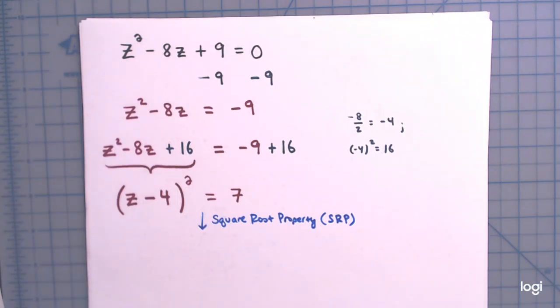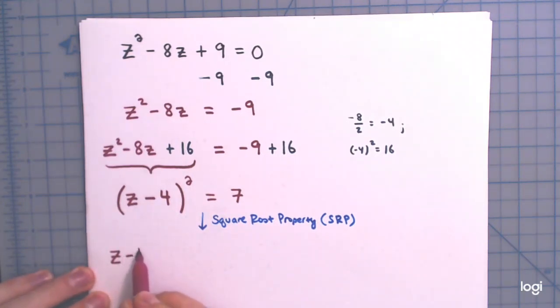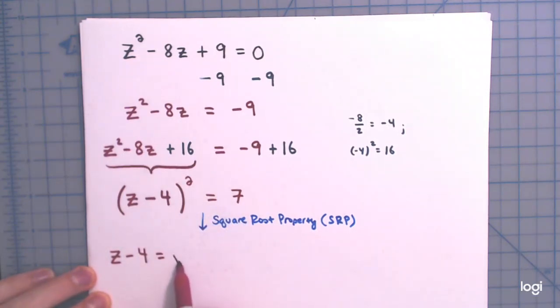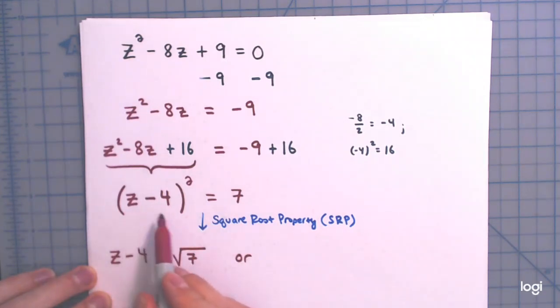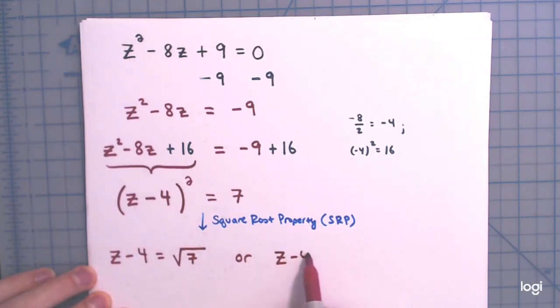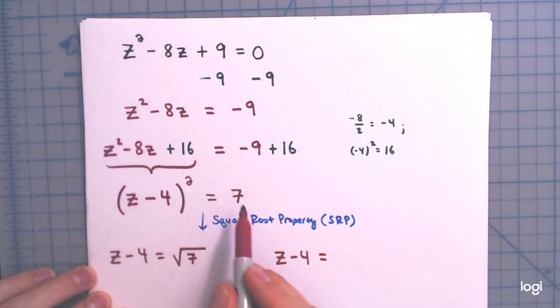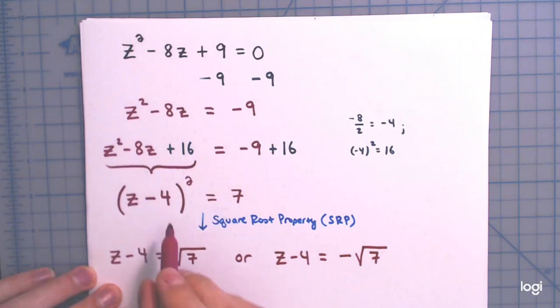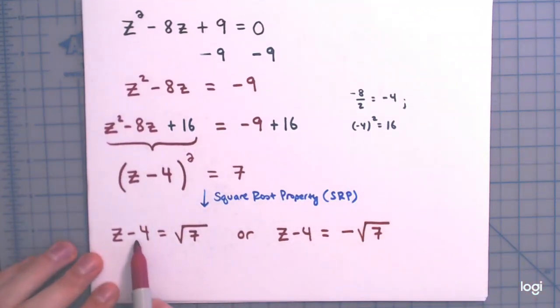By the square root property, this z minus 4, the base, could be the positive square root of 7, or this base, this z minus 4, in order for this to be a true statement, could be the negative square root of 7, because either one of these, when you square them, would give you 7. Then we solve each of these: add 4 to both sides.